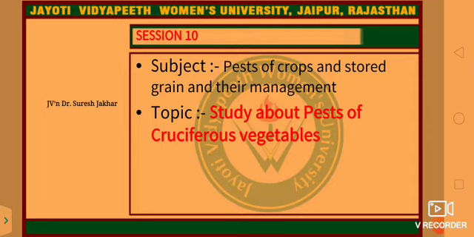Today, I will discuss pests of cruciferous vegetables. The most important pest is the diamondback moth. Scientific name Plutella xylostella, family Plutellidae, order Lepidoptera. Distribution: this pest is distributed worldwide. It infests cruciferous plants of Brassica species: cauliflower, Brassica oleracea variety capitata, turnip, Brassica rapa, etc.